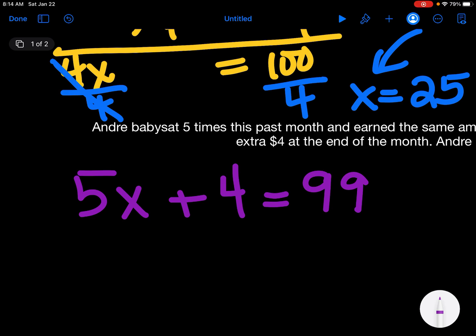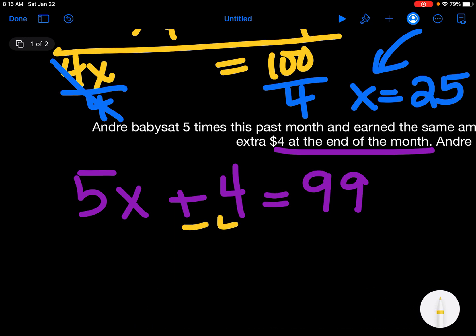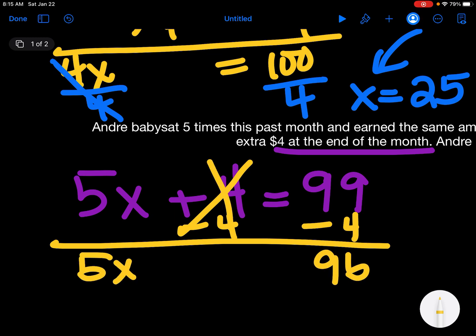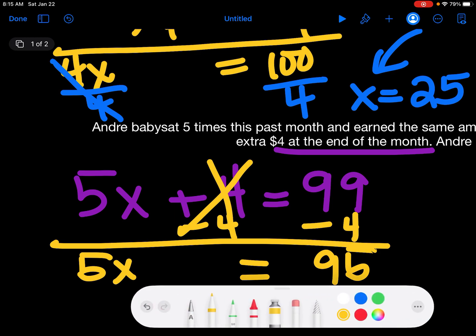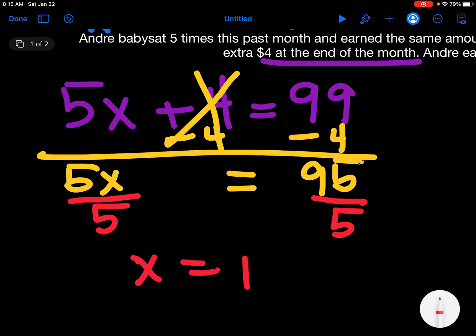That's where I had to start. He didn't get $4 each time he babysat extra. He got $4 at the end of the month. So that was a one-time good deal. So then I'm going to subtract off my constant, which was the $4 bonus. Doesn't seem like much. 5x equals 95. Then I'm going to divide by 5. So x equals $19.